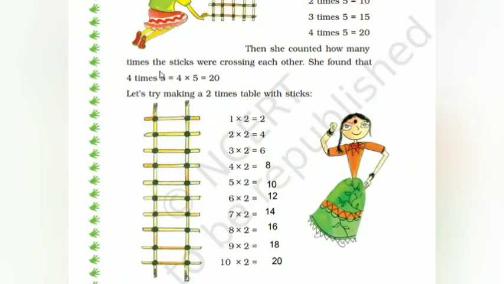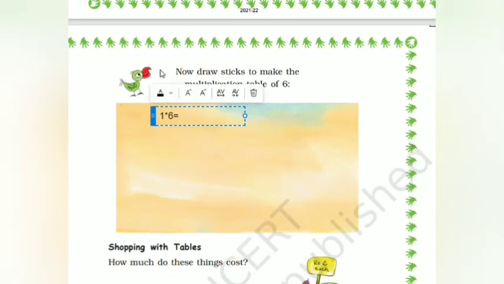So 6 also we can write like this. That is 1 times 6. 1 times 6, that is equal to how much? 1 times 6 is equal to 6. Then 2 times 6. How much will it be? It will be 12. Again 3 times 6, that is equal to 18.